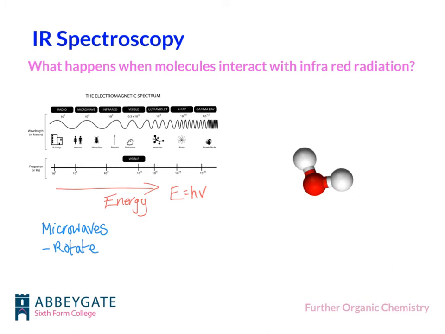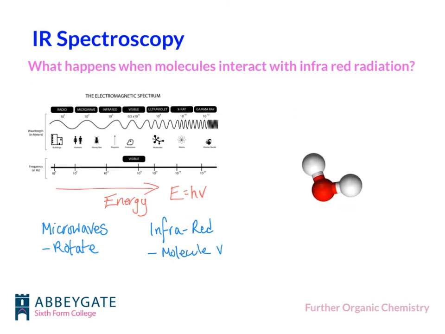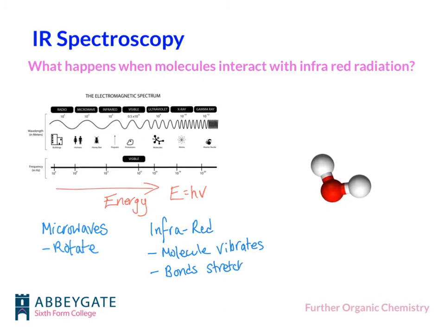Now, if we increase the energy of our radiation a little bit and move into the infrared region of the spectrum, rather than rotating the molecule, what happens is the molecule starts to vibrate. So our molecule will vibrate while it is undergoing infrared radiation. And the whole molecule will vibrate as it's gaining kinetic energy. But equally, the actual bonds within the molecule will stretch and bend. It's difficult to show on the screen, but the bonds within will bend and stretch. And this is what happens when infrared radiation is absorbed.